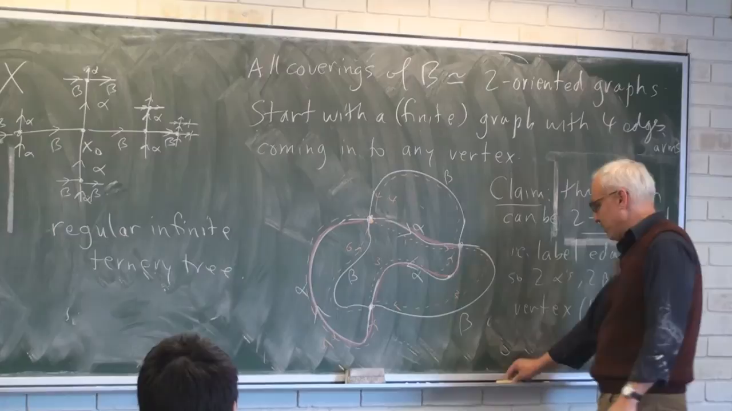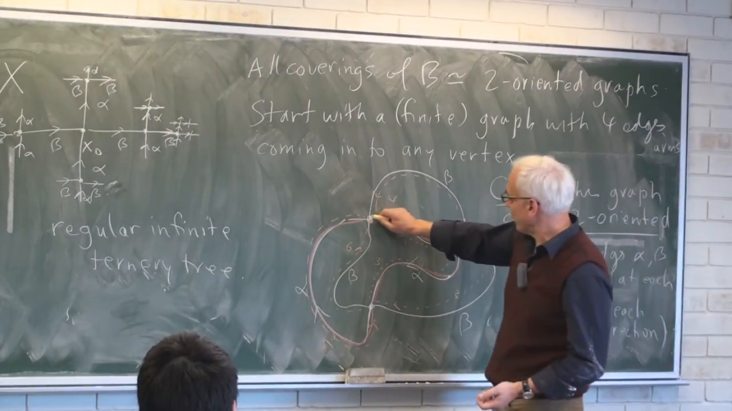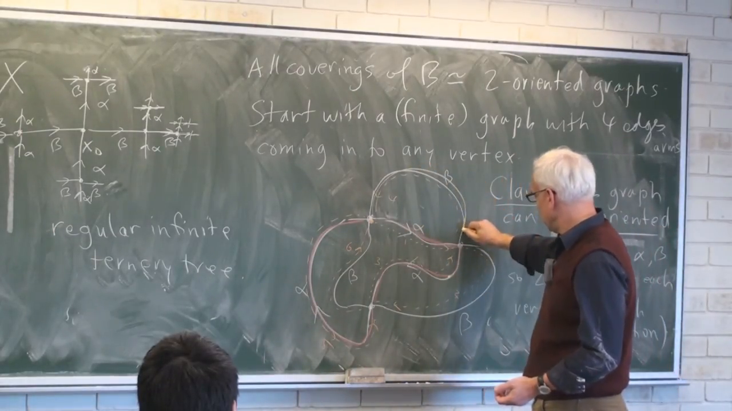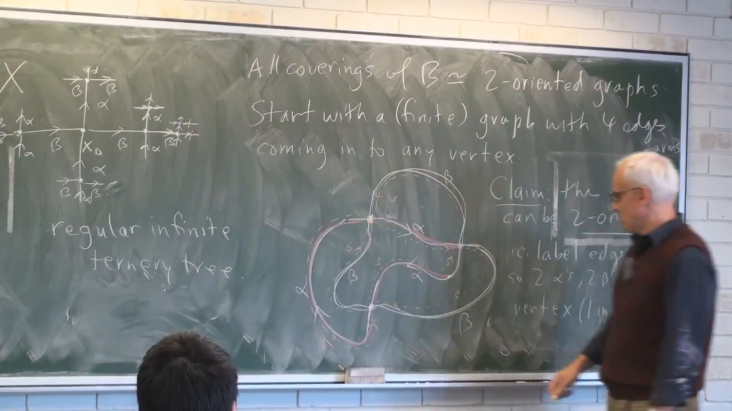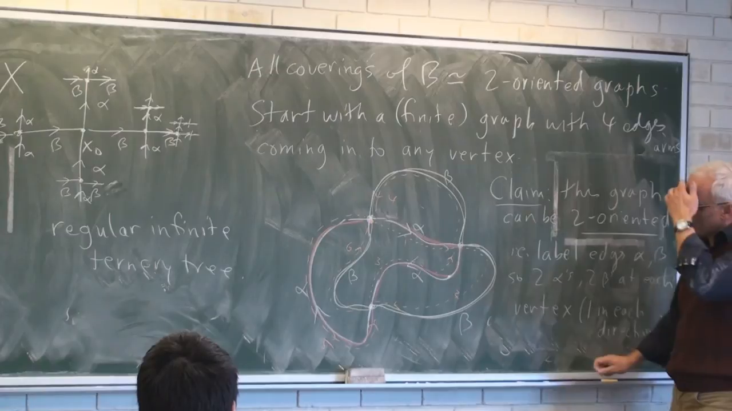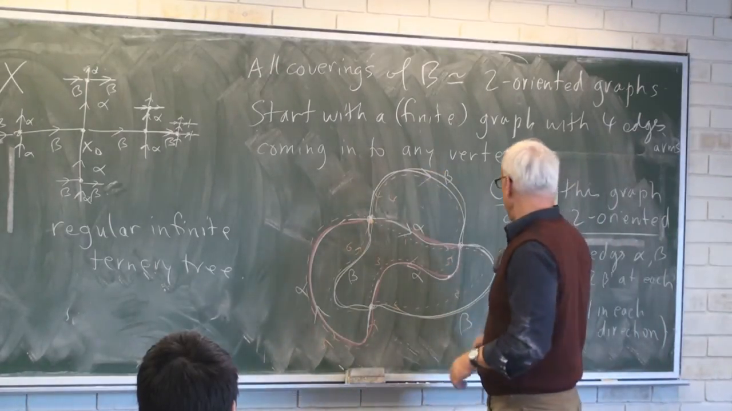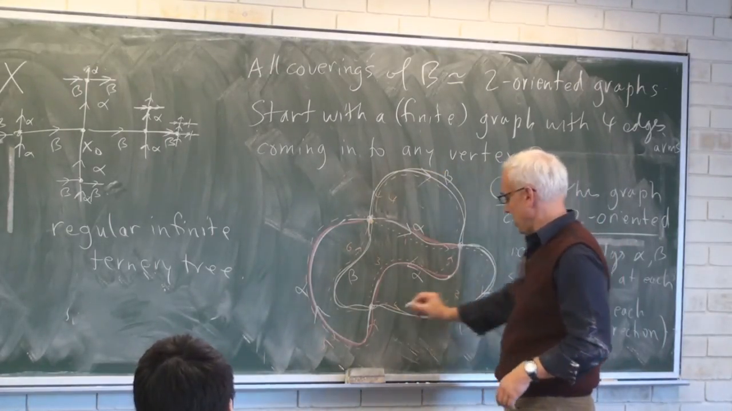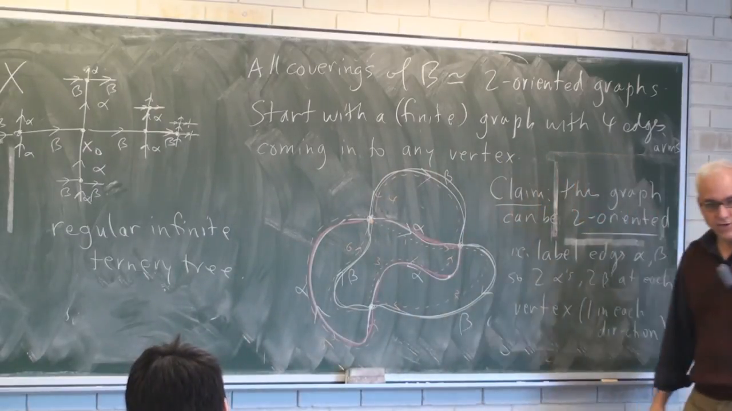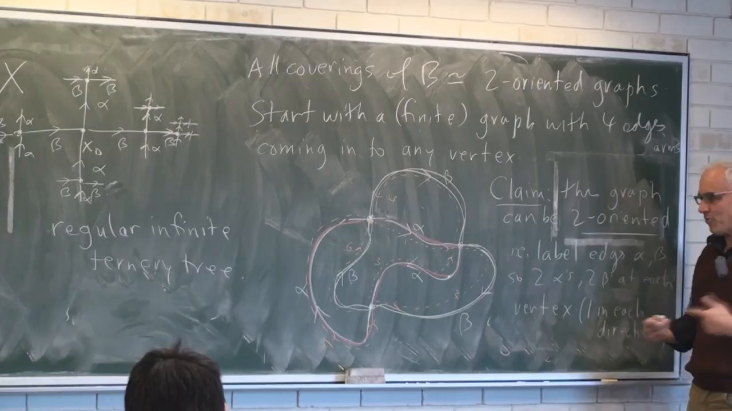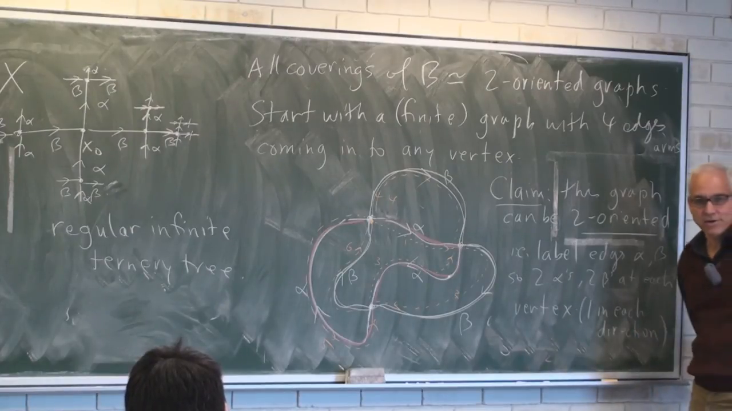We'll do the same thing with the beta edges. The beta edges also form a circuit. There's the circuit of beta edges, and so we'll just choose an orientation for that circuit. Say that direction there, and then that direction there, and then that direction there. That also guarantees that the beta edges have the property that there's one going in and one going out at every vertex.